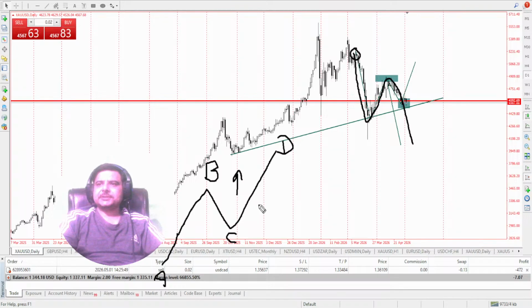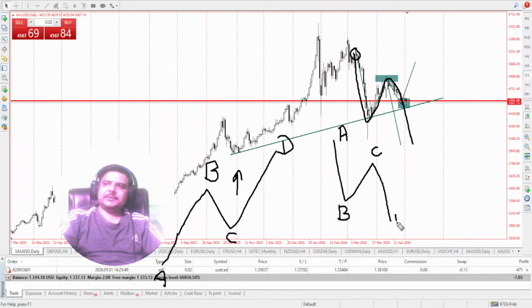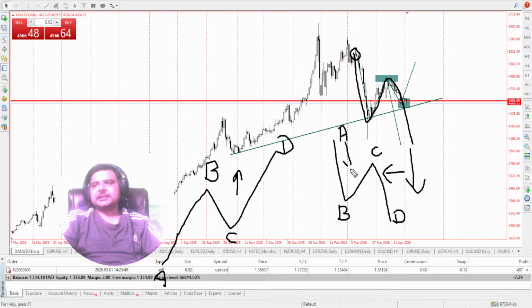Okay, bullish. How is the bearish? The bearish is this: A, B, C, and right here is the D. So this is the bearish one. This, you see, is a bearish ABCD. This is a bullish ABCD.